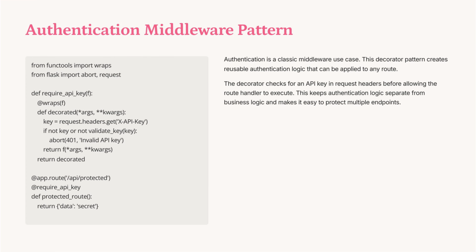Authentication middleware using decorators is a powerful pattern. By wrapping route handlers, it enforces API key validation before execution. This separation of concerns ensures authentication logic is reusable and keeps business logic clean. The decorator checks headers for a valid API key, aborting with a 401 error if validation fails.